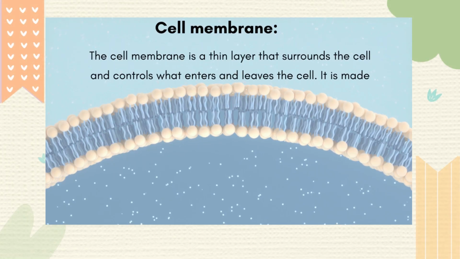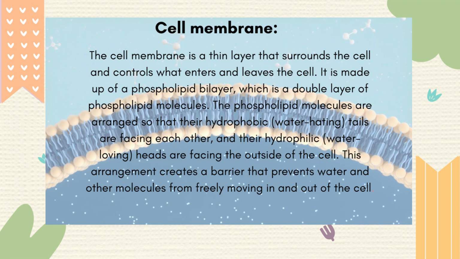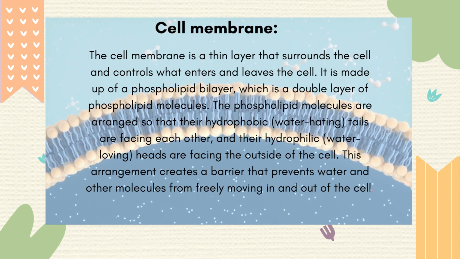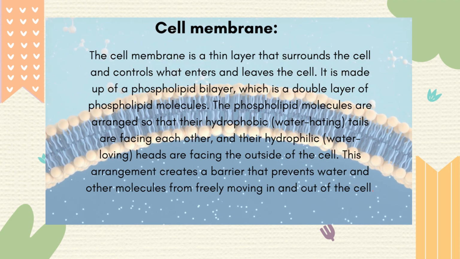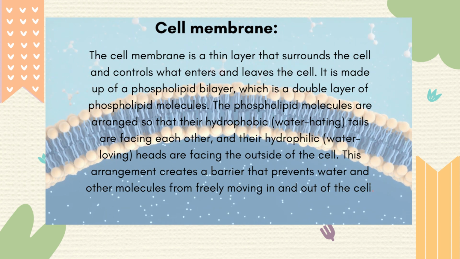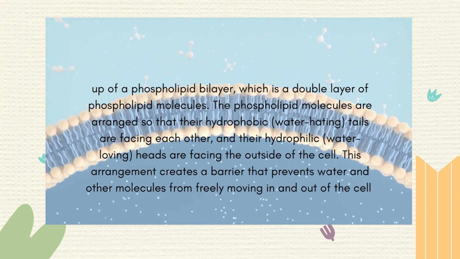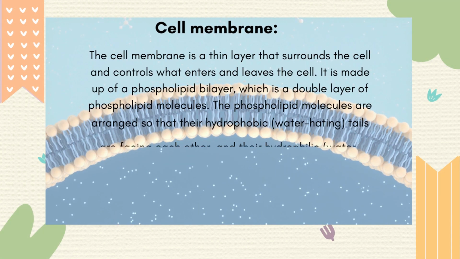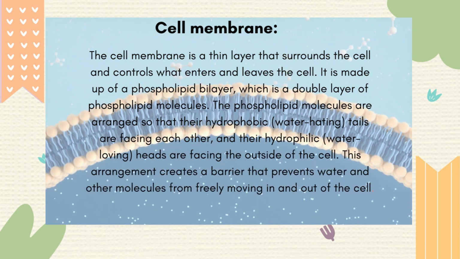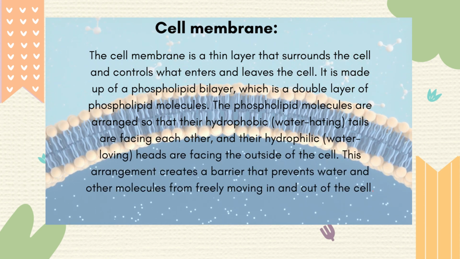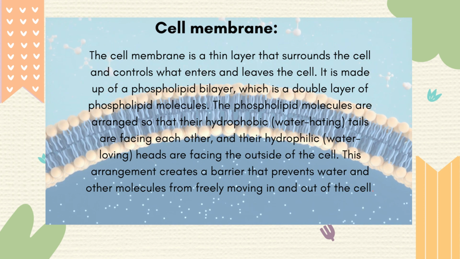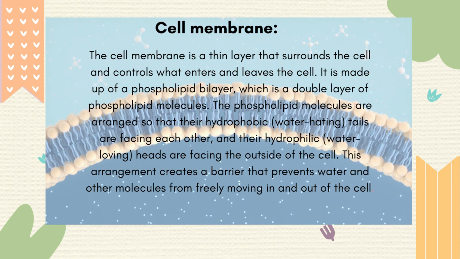The cell membrane is a thin layer that surrounds the cell and controls what enters and leaves the cell. It is made up of a phospholipid bilayer, which is a double layer of phospholipid molecules. The phospholipid molecules are arranged so that their hydrophobic, water-hating, tails are facing each other, and their hydrophilic, water-loving, heads are facing the outside of the cell. This arrangement creates a barrier that prevents water and other molecules from freely moving in and out of the cell.